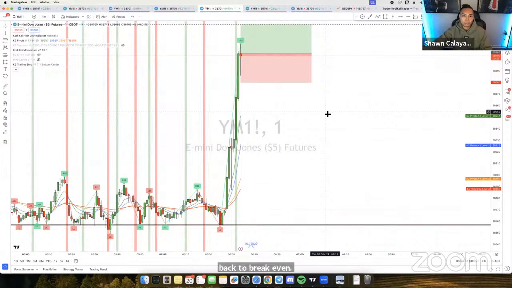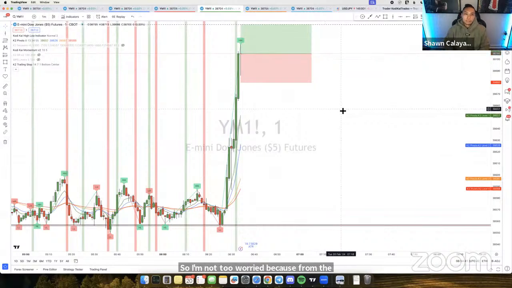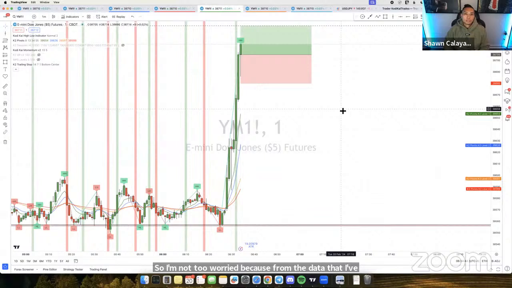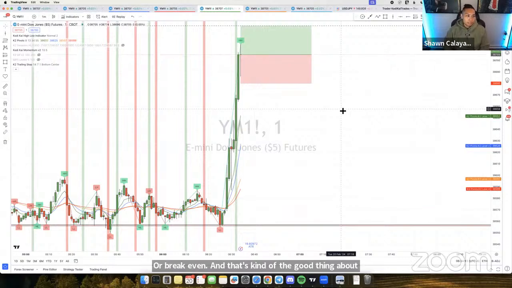So I'm not too worried because from the data that I pulled, it shows that it's either going to be both win or one win, one loss for break even. And that's the good thing about having these two strategies that are one-to-one, is that they balance each other out. I think that's a key thing that's good about this, that you're always going to have some safety net behind the strategy.